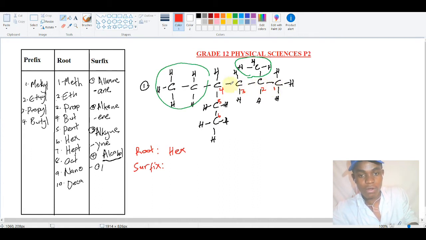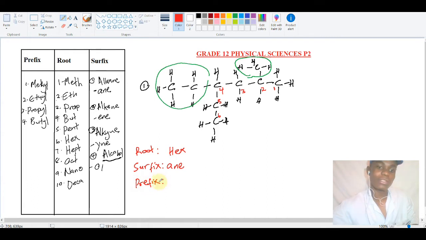single bonds. Your compound is only made of single bonds, so you don't see any double bonds. That means this cannot be an alkene, because an alkene has got double bonds. Alkyne has got triple bonds, right? So we go here, that means this is an alkane because it's made up of single bonds. So we are expecting it to end with the suffix ane. So our suffix is ane, and then now we go to our prefix.